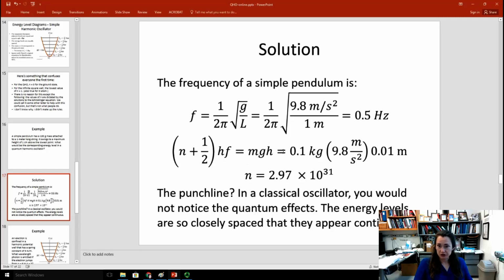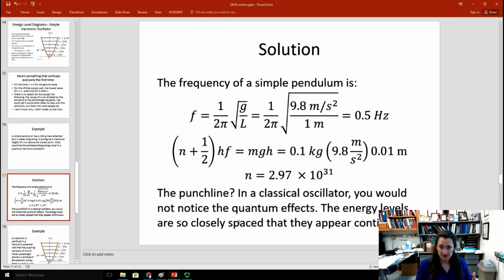So our mass is 100 grams. Let's plug that in, 0.1 kilograms. G, yet again, is 9.8 meters per second squared, and the height is 1 centimeter, or 0.01 meters. Solving for what hf is, plugging in f is equal to 0.5 hertz, and h is equal to 6.626 times 10 to the minus 34 joule seconds, we arrive at our value of n, which is 2.97 times 10 to the 31. Now this is an enormous number.